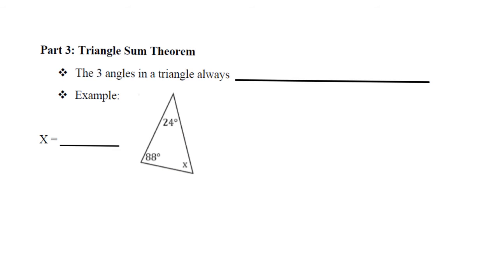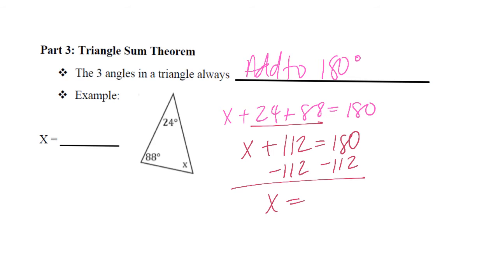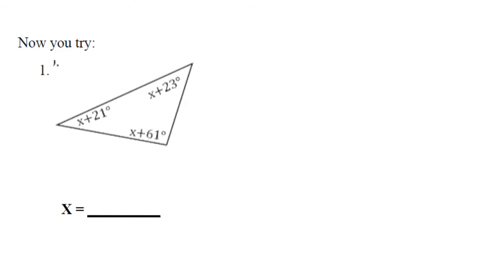The triangle sum theorem says that all angles in a triangle always add to 180 degrees. So here, what we're going to do with all of these angles inside the triangle, x plus 24 plus 88 equals 180, and solve. Combine your like terms. So x plus 112 equals 180, minus 112 on both sides. X equals 68.